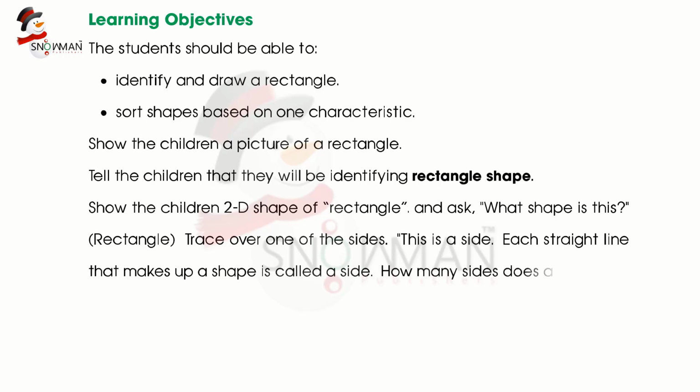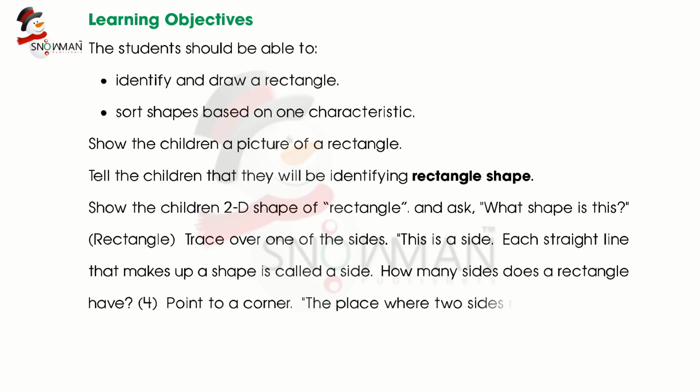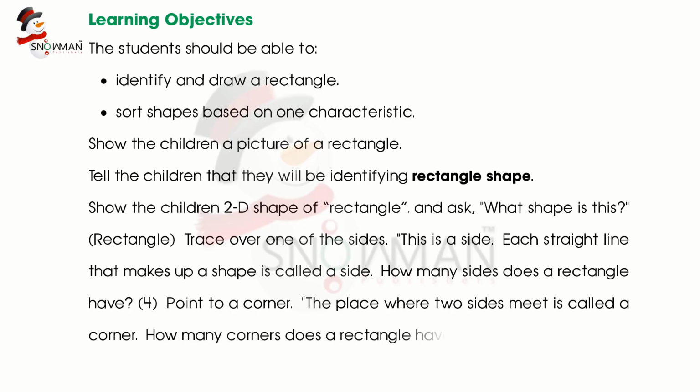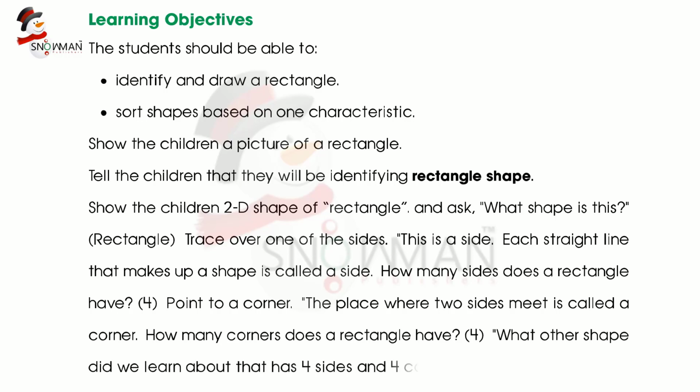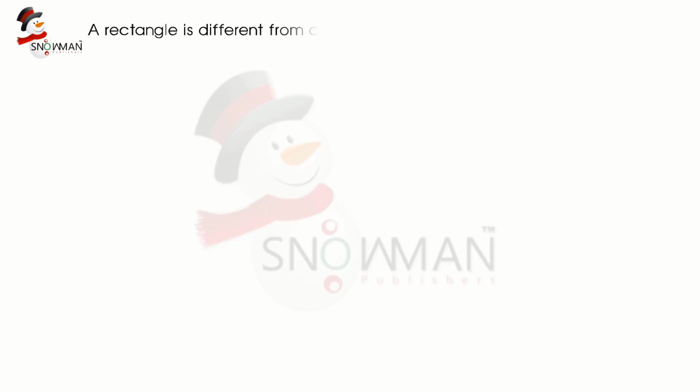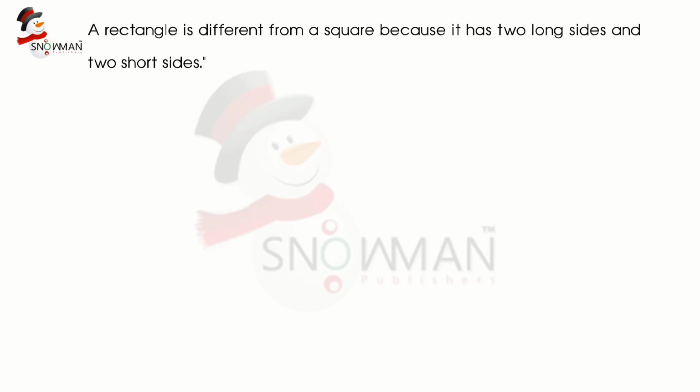How many sides does a rectangle have? 4. Point to a corner. The place where two sides meet is called a corner. How many corners does a rectangle have? 4. What other shape did we learn about that has 4 sides and 4 corners? A square. A rectangle is different from a square because it has 2 long sides and 2 short sides.